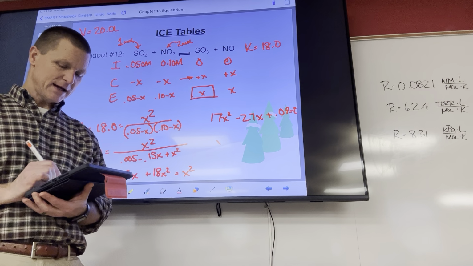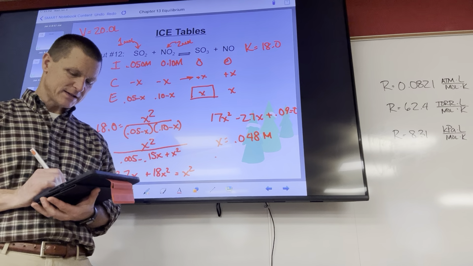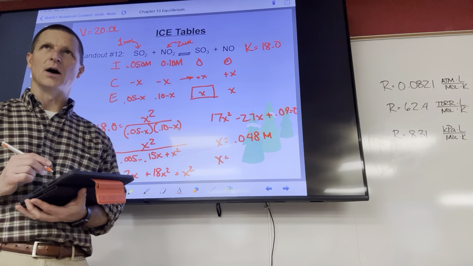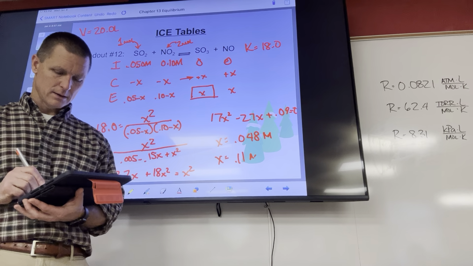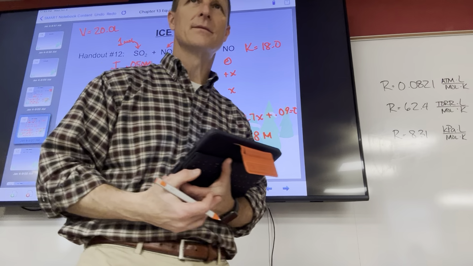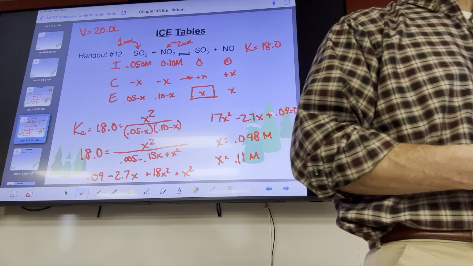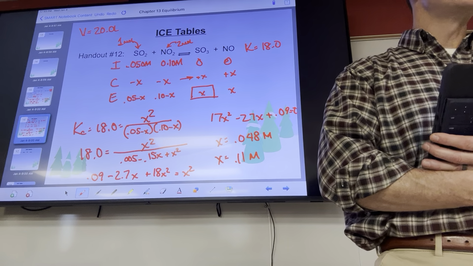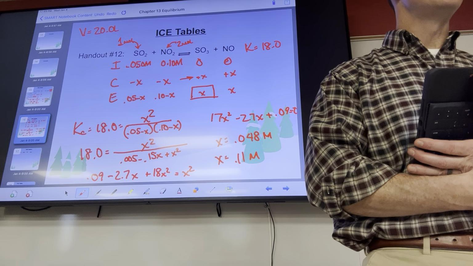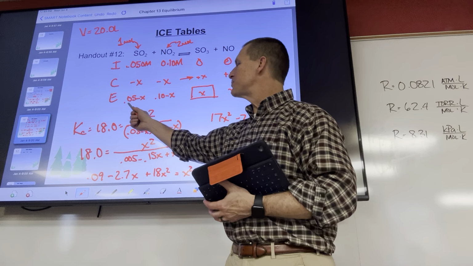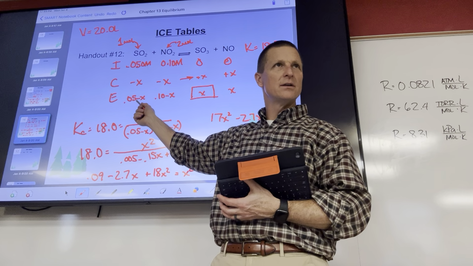Yeah. X equals 0.048 molarity, and then X also equals, according to the equation, 0.11, right? Which one is no good? The smaller one's the answer. The 0.11 is no good, because on the left side it's 0.05 minus x. So if x is 0.11, I'm going to get a negative concentration. Can't have it.